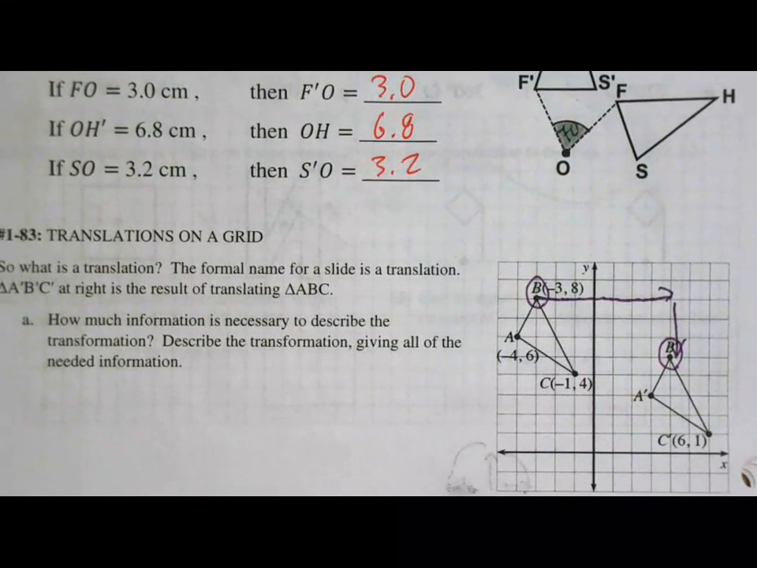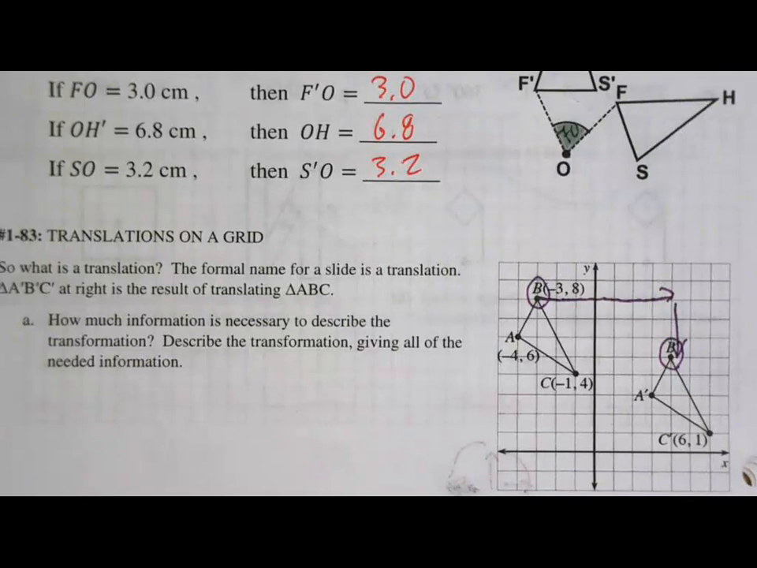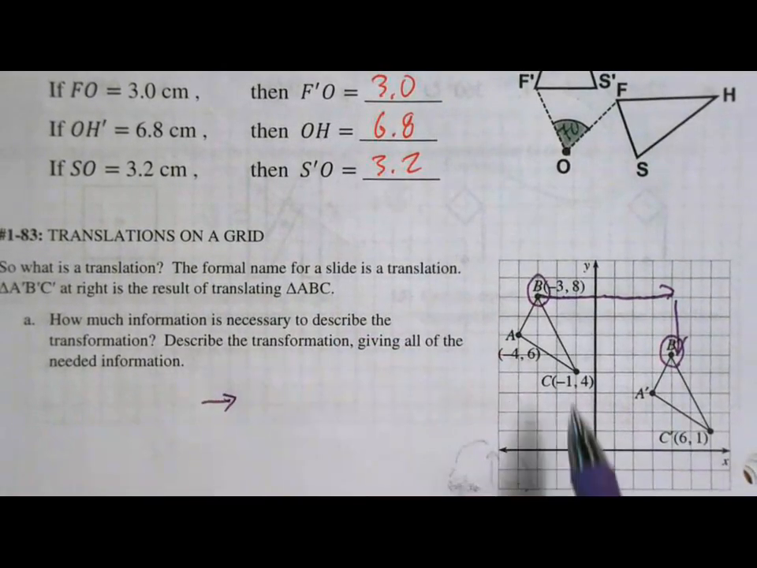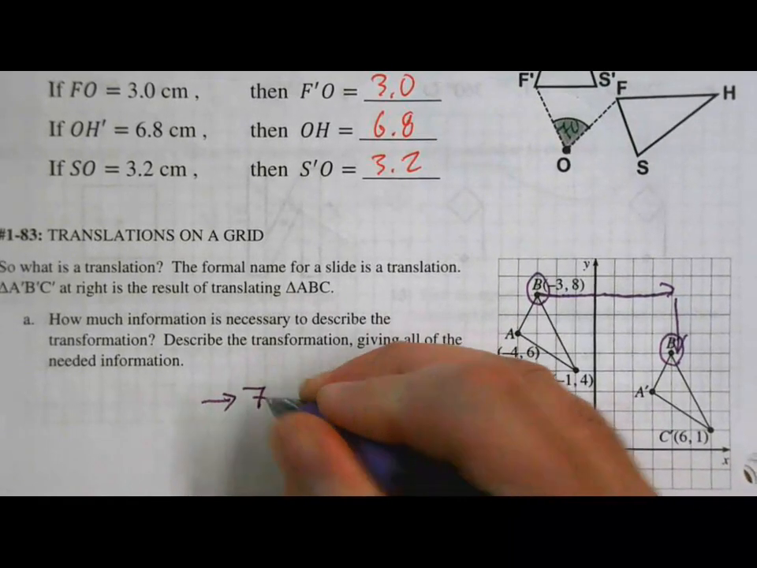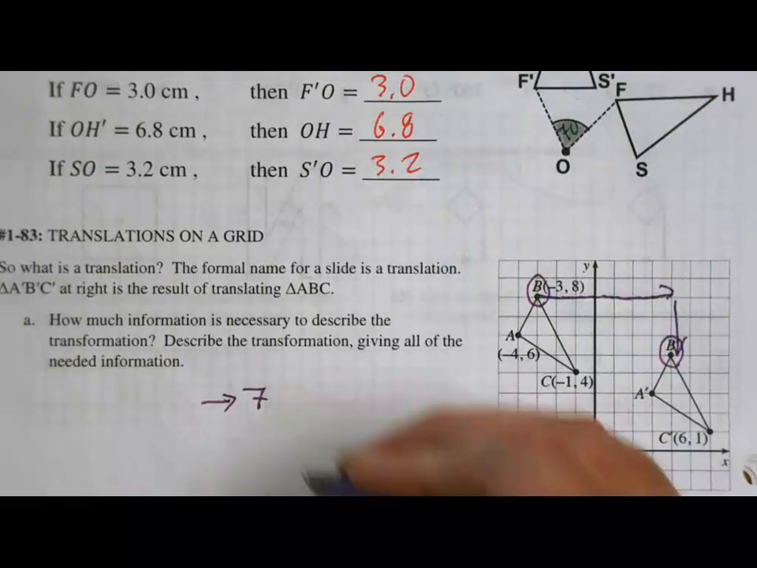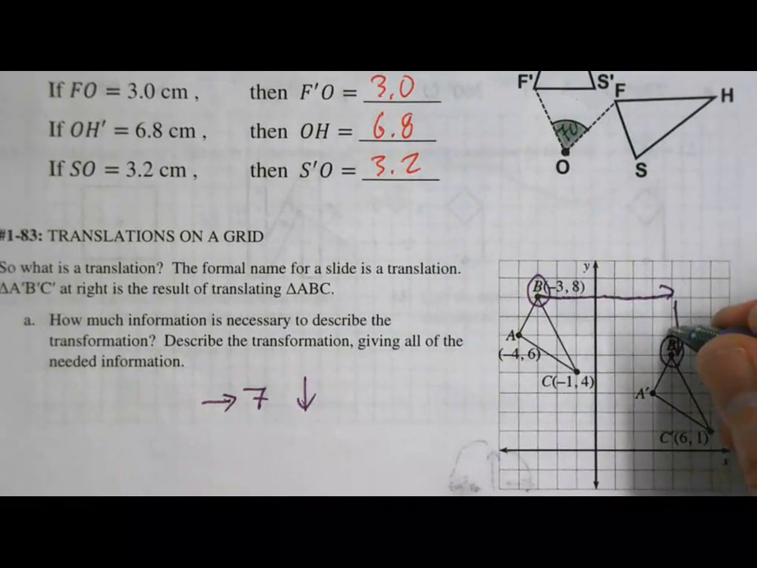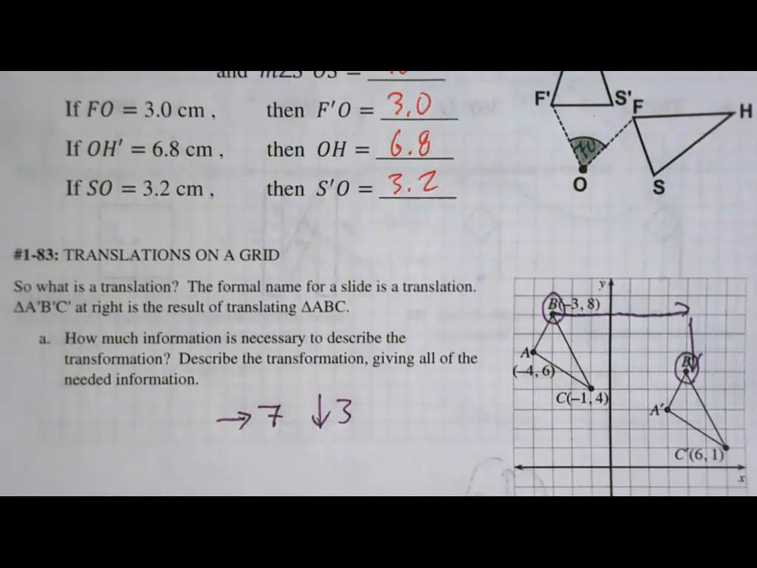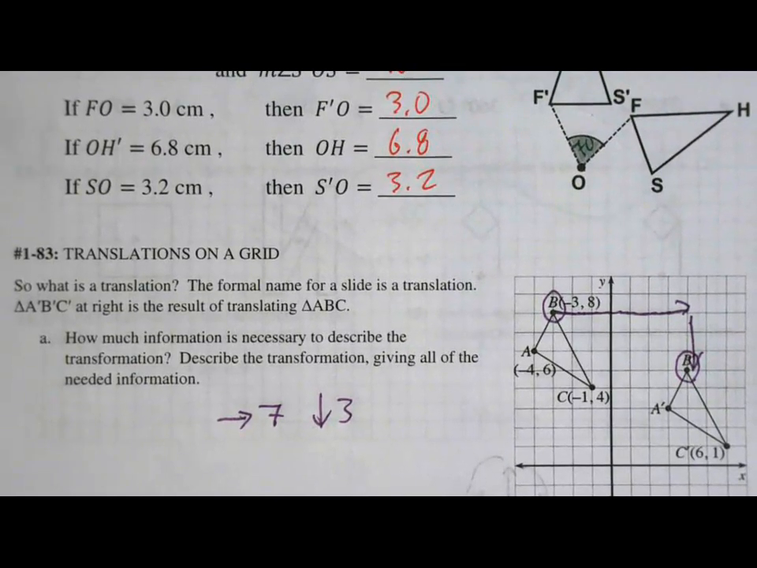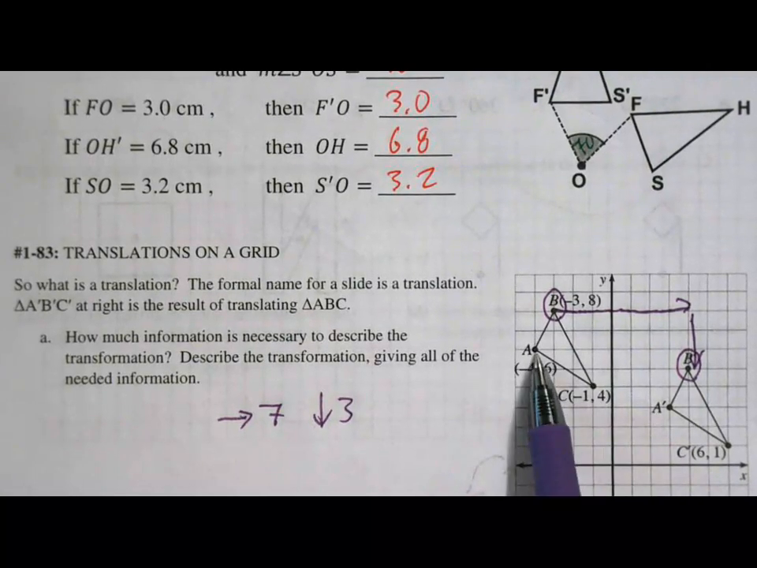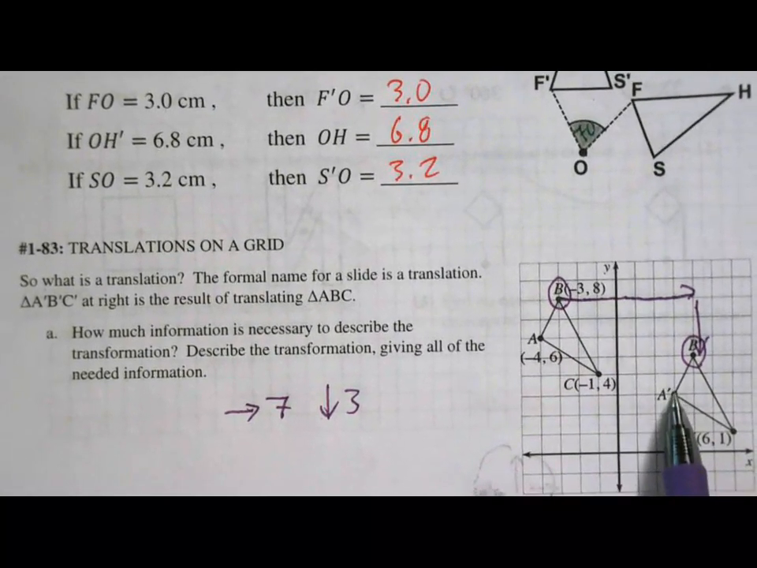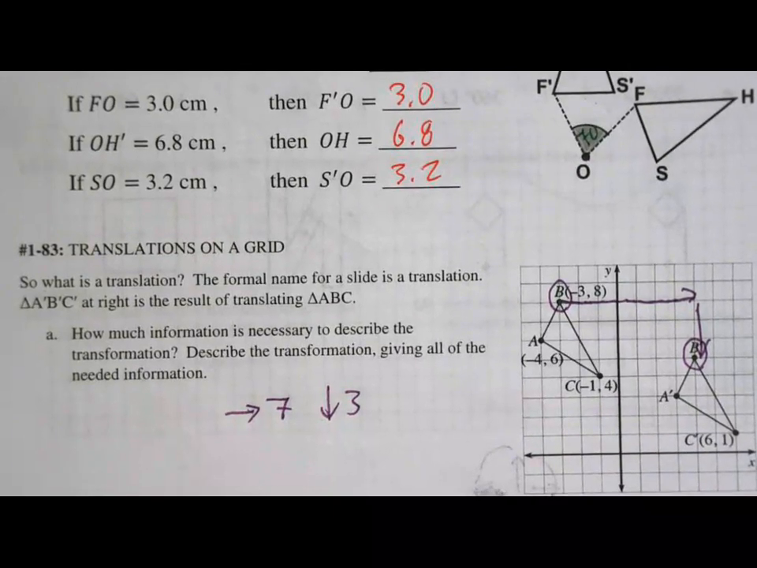So for this translation, I would say that we are going to the right by 1, 2, 3, 4, 5, 6, 7 spaces. And then we're going down by 1, 2, 3 spaces. So to the right by 7 and down 3. And all my points are going to do the same thing. If I took A and counted over 7 and down 3, I would end up at A prime. All right, I think we can skip over the rest of that.